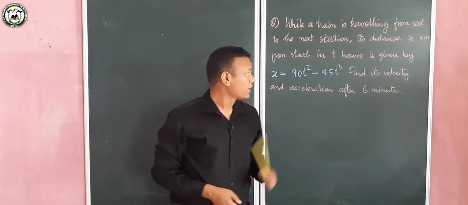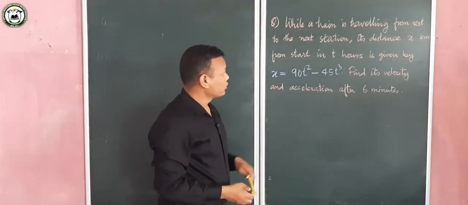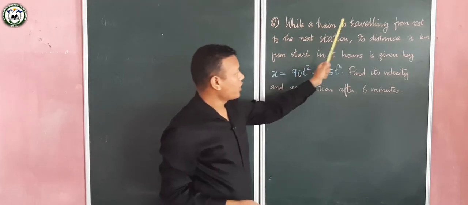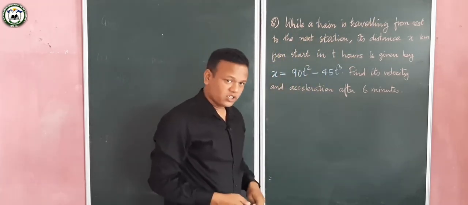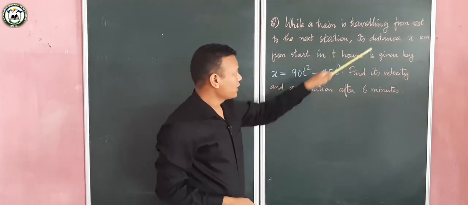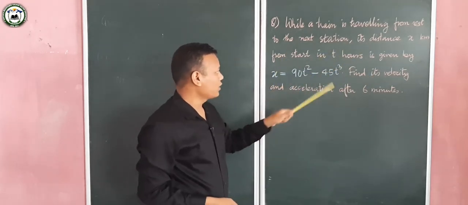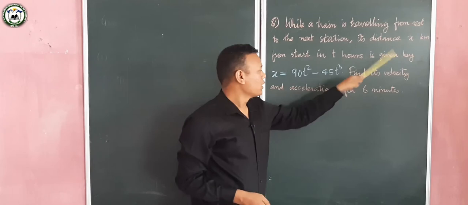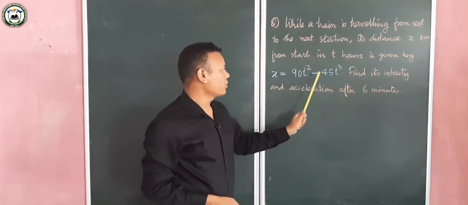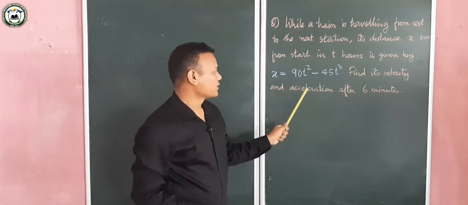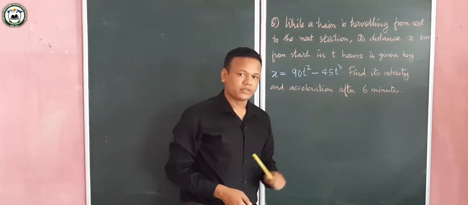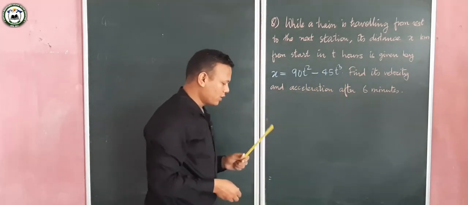Okay, let us have a look at this particular question. The question says: while a train is traveling from rest to the next station, its distance x kilometers from the start in t hours is given by x equals 90t square minus 45t cube. Find its velocity and acceleration after 6 minutes. Now let's try to understand this question.